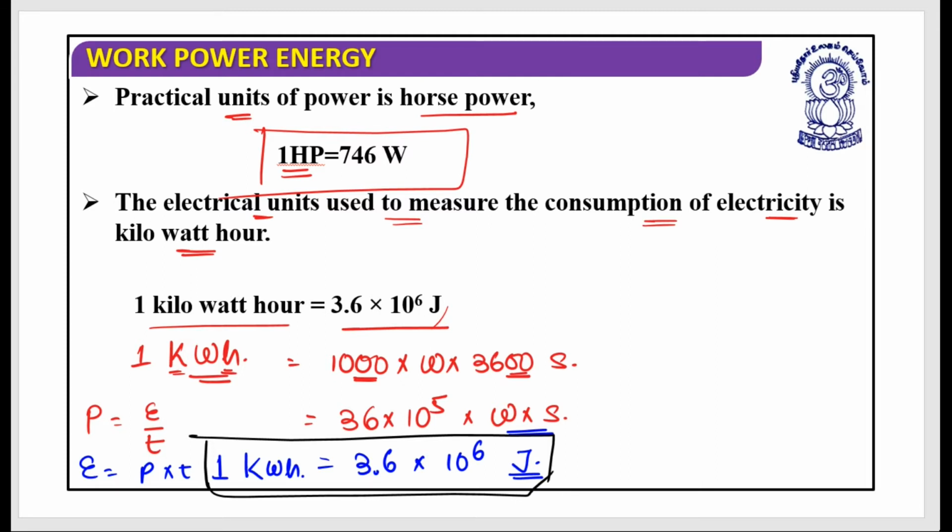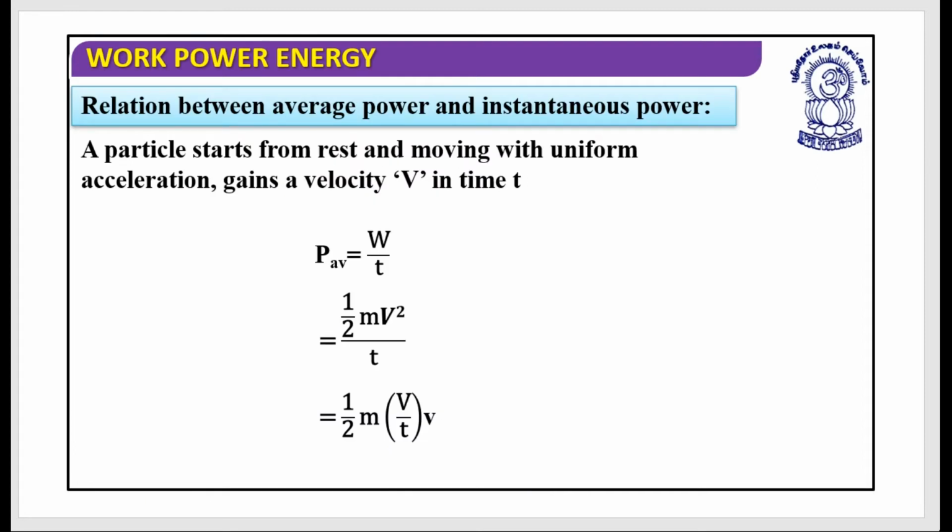Are there any doubts, any issue on this? No? Great. So 1 kilowatt hour is equal to 3.6 into 10 to the power 6 joule. Now let's derive a relation between average power and instantaneous power.